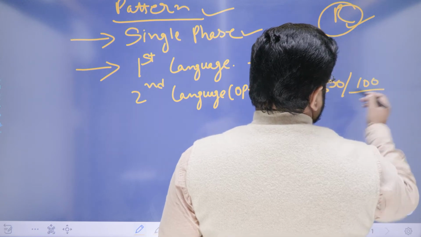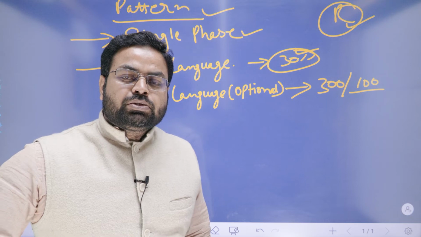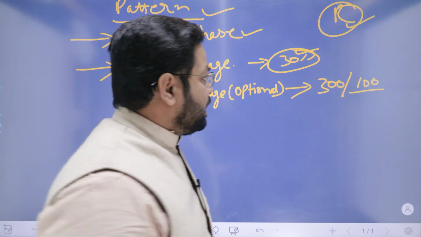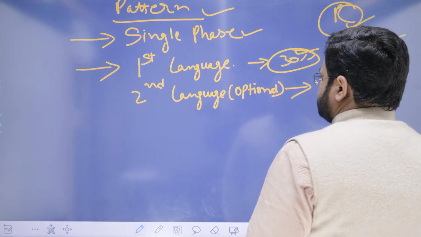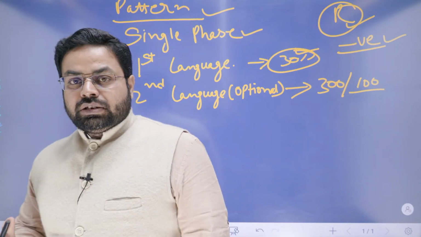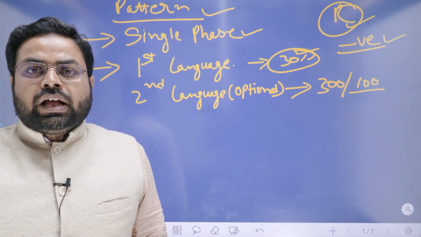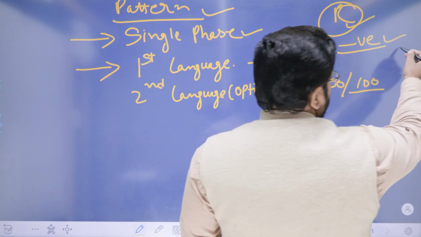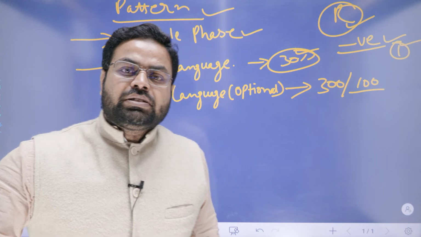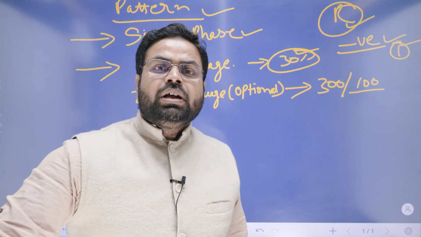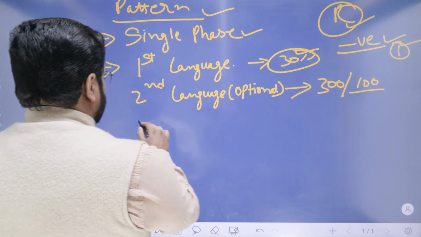100 questions will be asked in this paper, and the weightage of each question will be 3 marks. And again, there is negative marking for each wrong answer in this paper also, right? So if you answer any question wrongly, then 1 mark will be deducted from the correct answers, for which you have earned 3 marks. So it is a barrier.